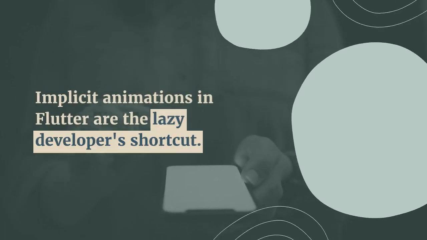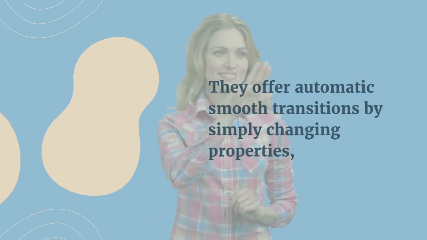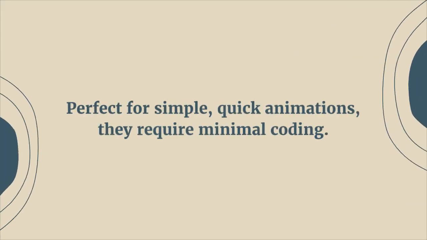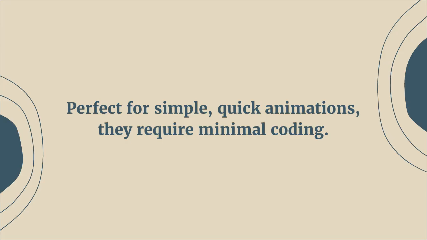Implicit animations in Flutter are the lazy developer's shortcut. They offer automatic smooth transitions by simply changing properties, and Flutter handles the rest. Perfect for simple, quick animations, they require minimal coding.